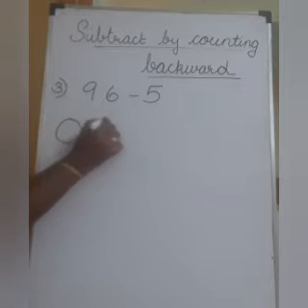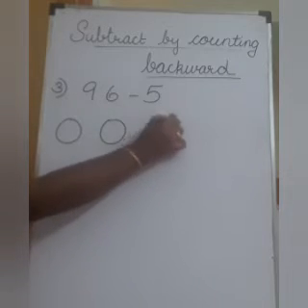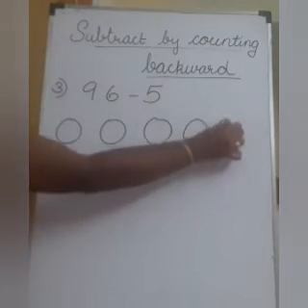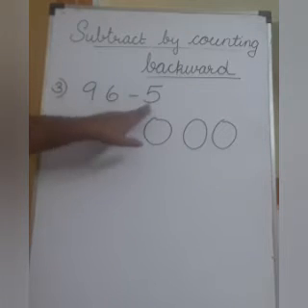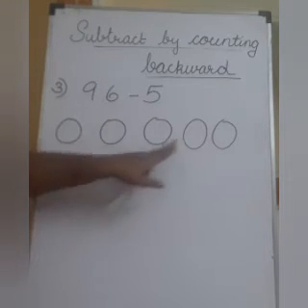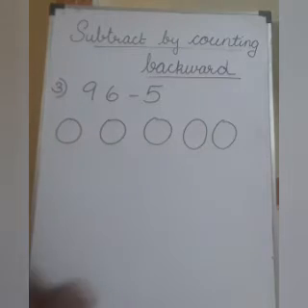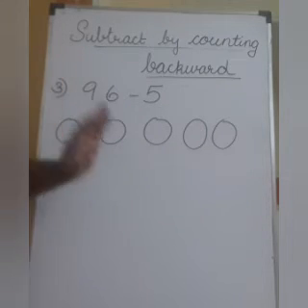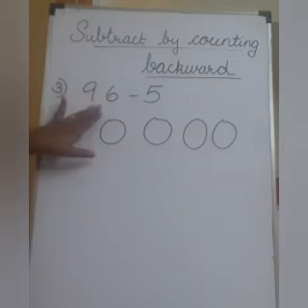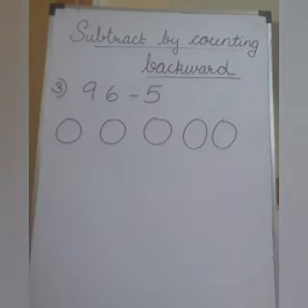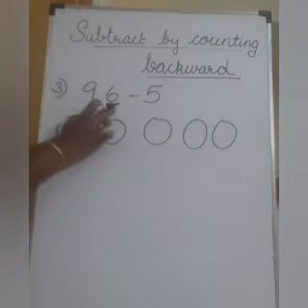That is 1, 2, 3, 4, 5. Dear kids, the second number is 5. So we draw how many circles? 5 circles. Then what can we do next? We can write the first number at last. What is the first number? 96.